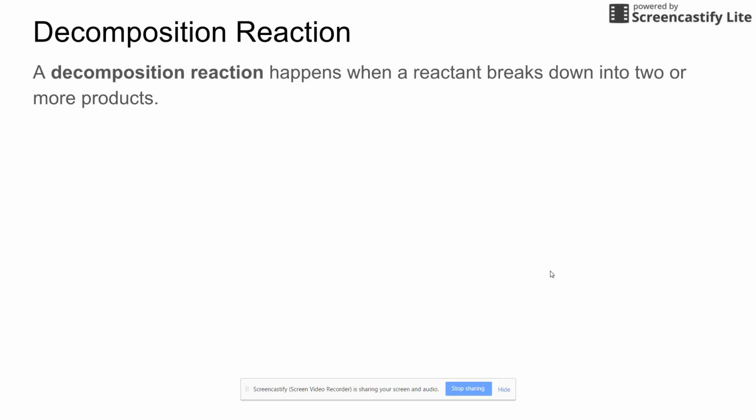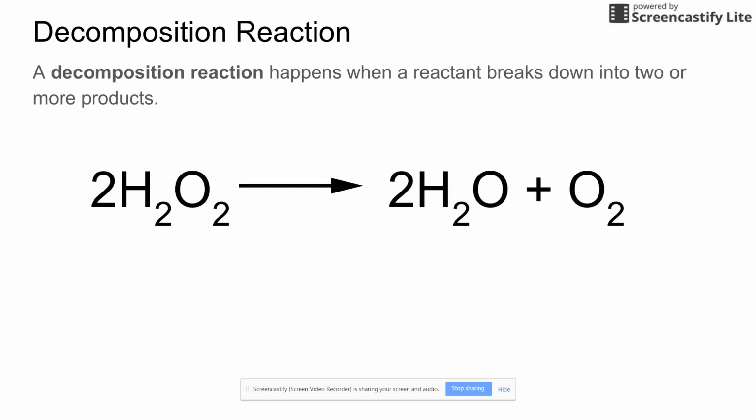A decomposition reaction happens when a reactant breaks down into 2 or more products. In fact, the elephant toothpaste is an example of a decomposition reaction. You start off with 1 reactant, and you end up with 2 or more products. So water and oxygen right here.